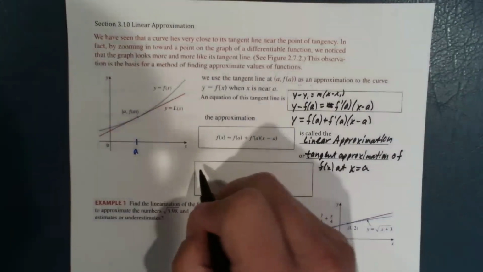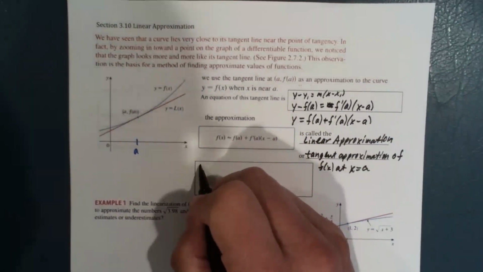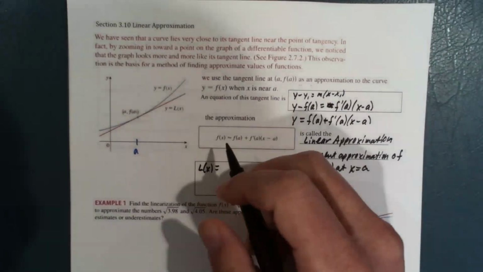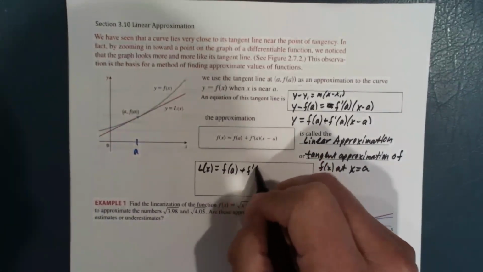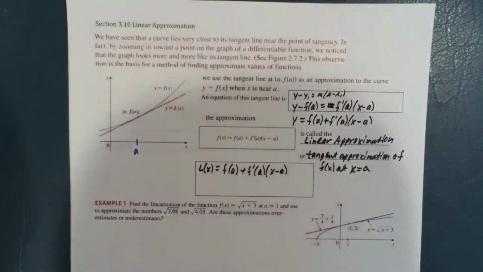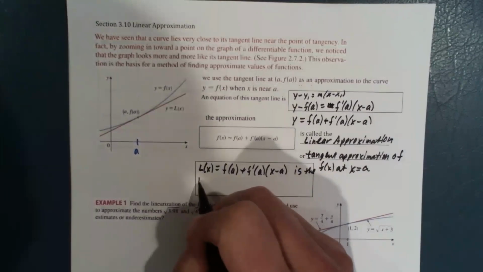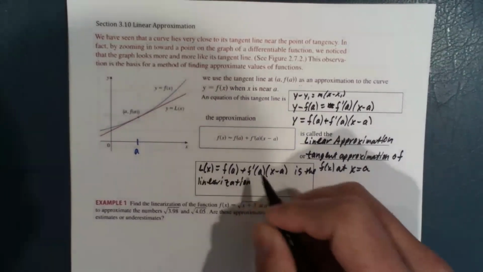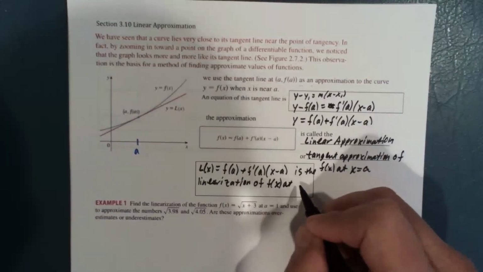And so officially, instead of using y or f of x, for the linear approximation we use L of x. And this is, again, f of a plus f prime of a, which is our slope, times x minus a. This is the linearization of f of x at x equals a.